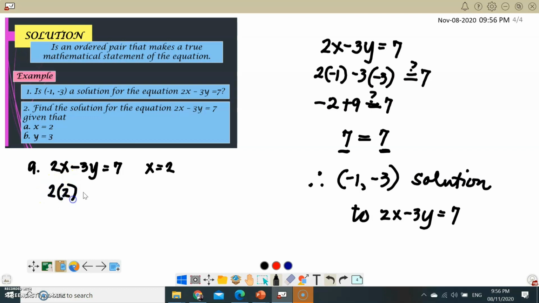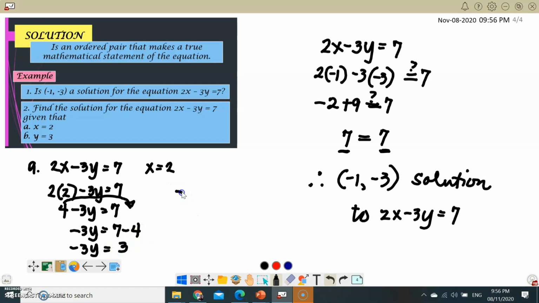2 multiplied by 2 minus 3y is equal to 7. So 2 times 2 is 4 minus 3y is equal to 7. So we transpose positive 4 to the other side of the equation. We have negative 3y is equal to 7 minus 4. It's positive 3. So negative 3y is equal to positive 3.